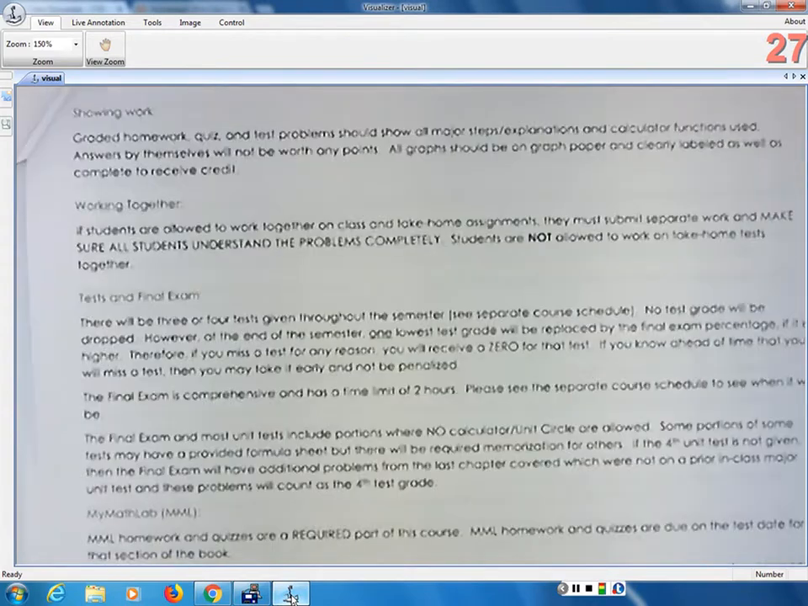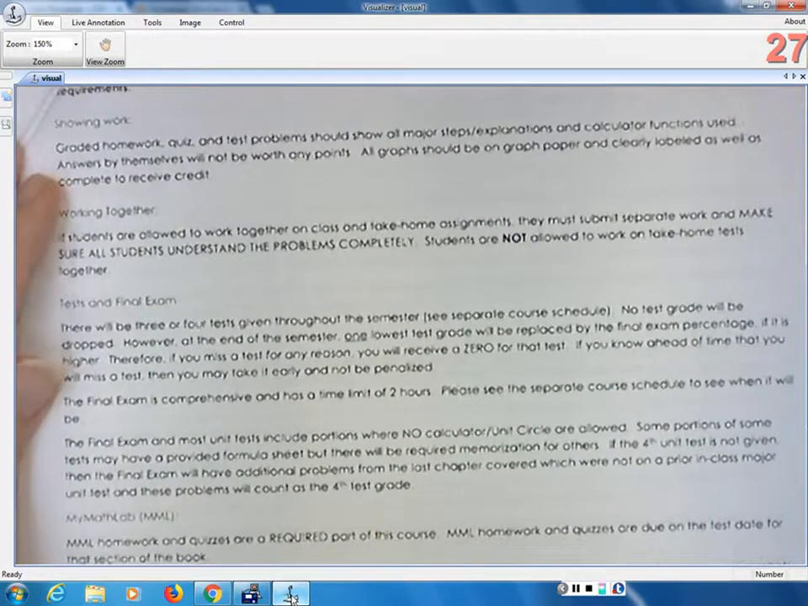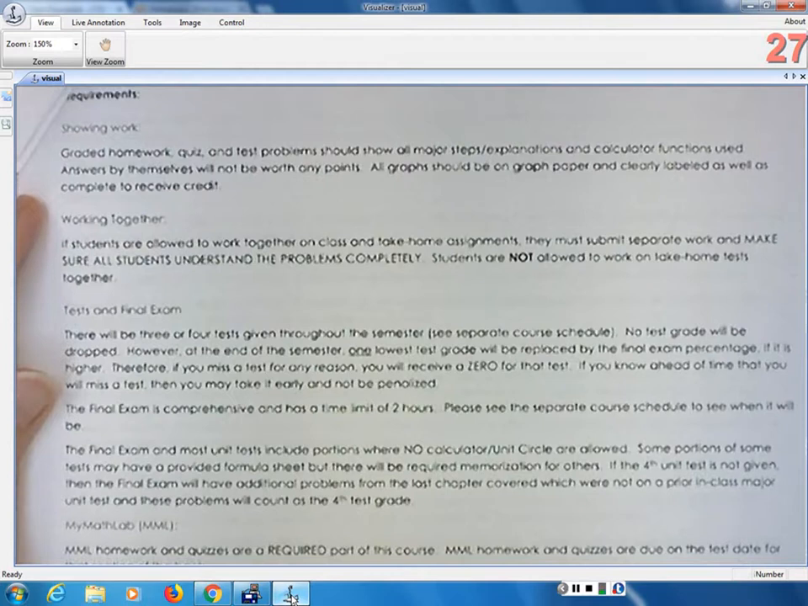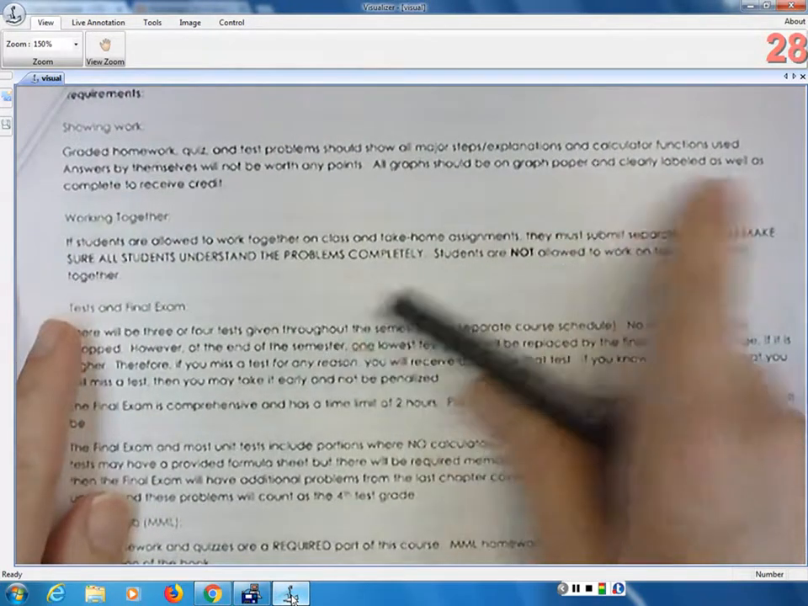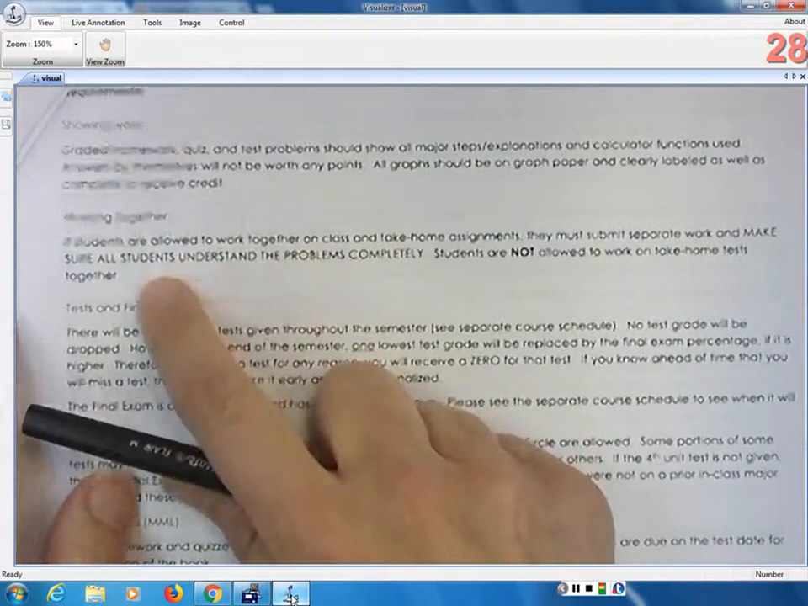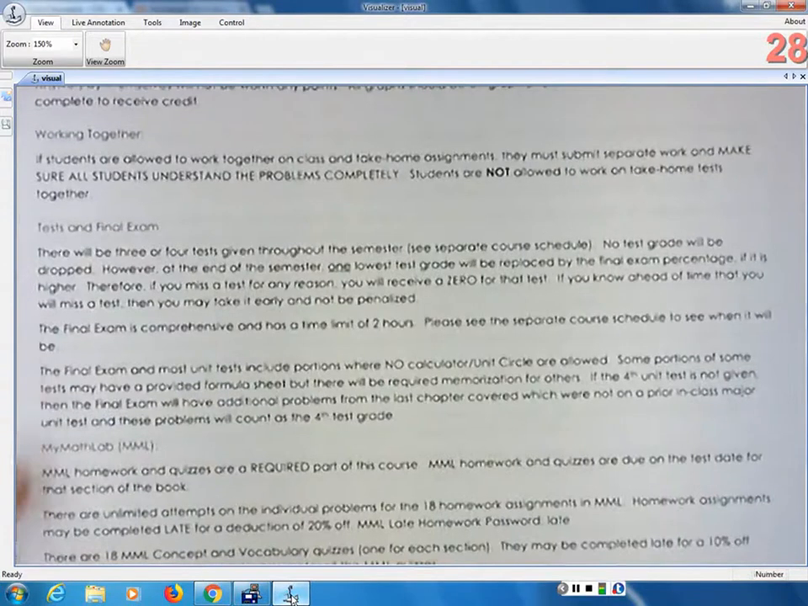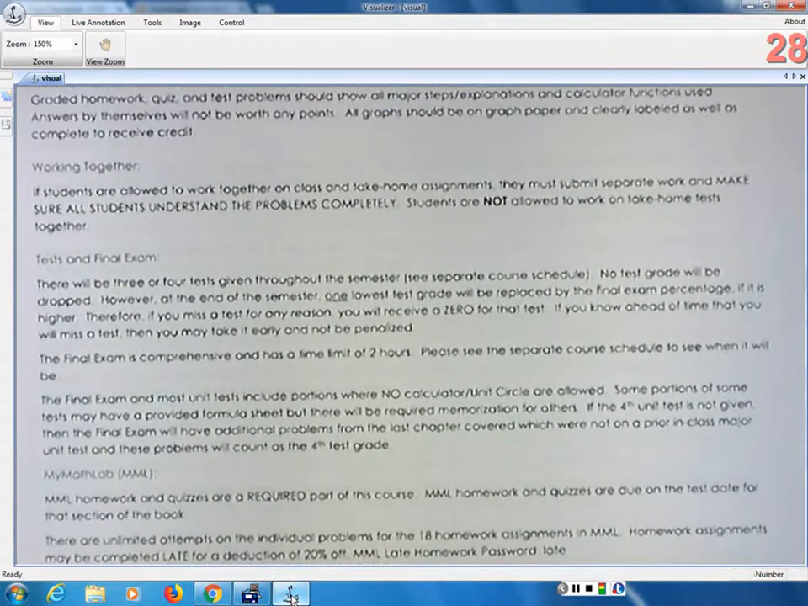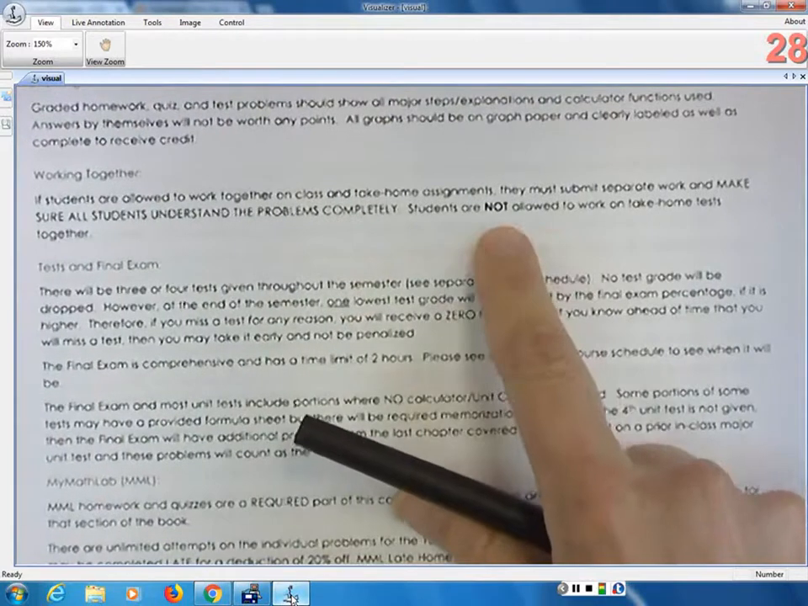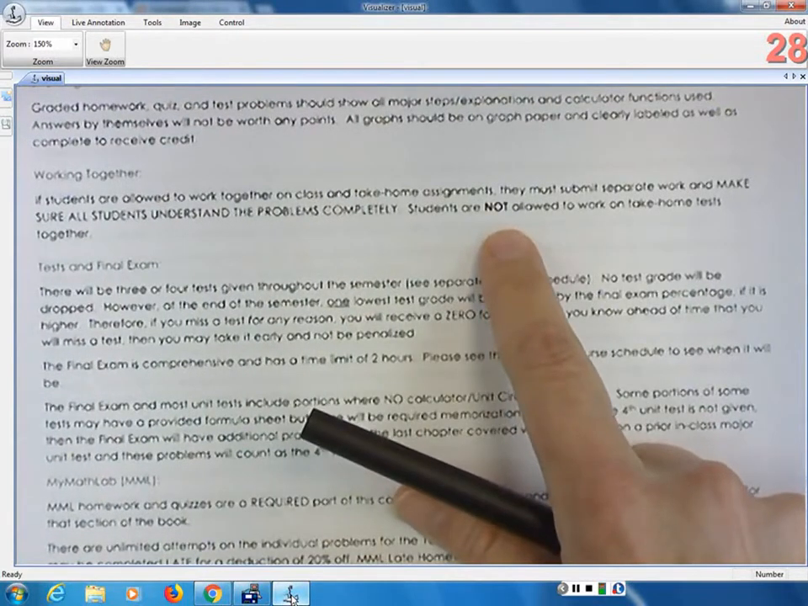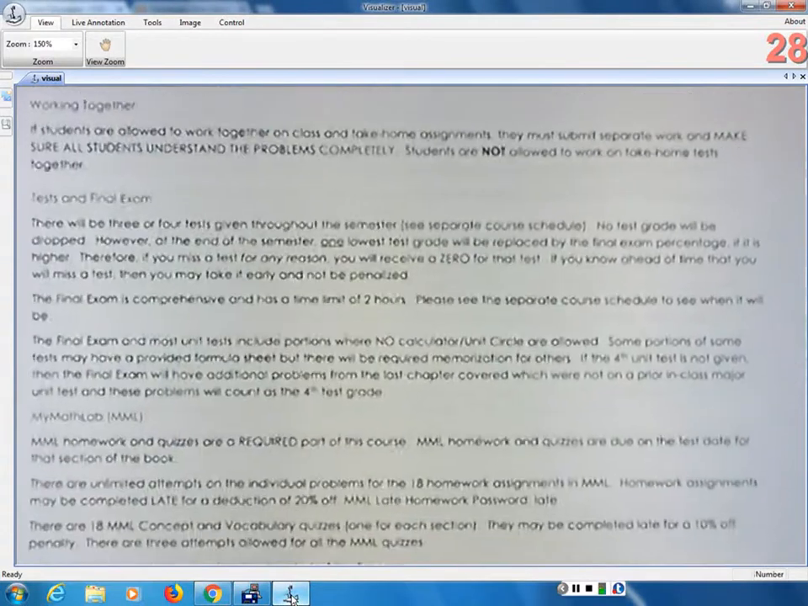All right, you have to show your major steps. You should make your graphs on graph paper, clearly labeled. You can work together on assignments and make sure all students understand the problems. But if we do have any take-home tests, I don't have any on the schedule right now, you're not allowed to work on take-home tests together.